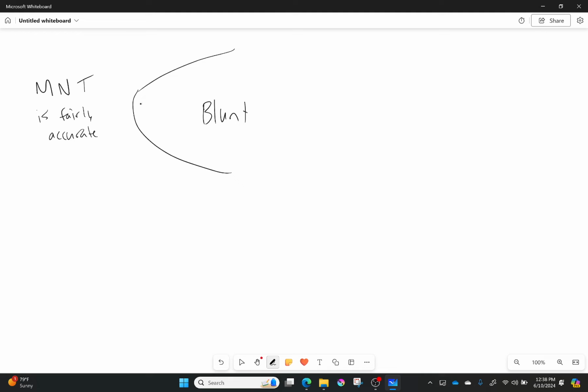Okay, so we developed this modified Newtonian theory for a reason. I'm going to go ahead and tell you that for blunt bodies, modified Newtonian theory, I'm just going to call this MNT, is actually fairly accurate. But what about if I have thin bodies?